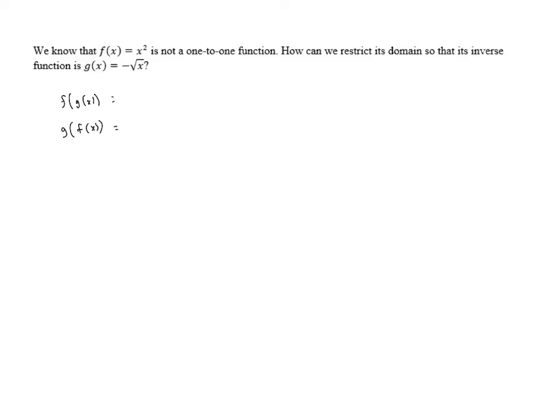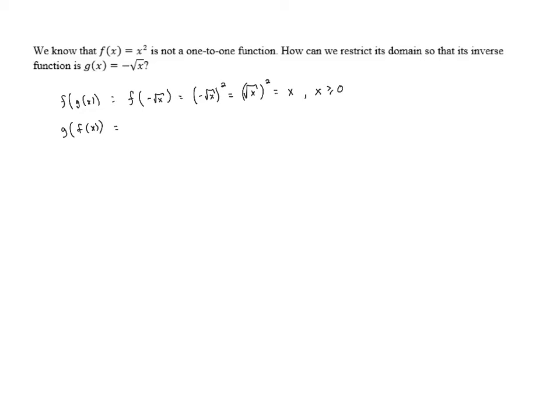If we look at f of g of x, this is going to be f of the negative square root of x. And so that's going to end up being the negative square root of x, quantity squared. And the negatives end up canceling out, giving us the square root of x squared, which is x so long as x is greater than or equal to 0.